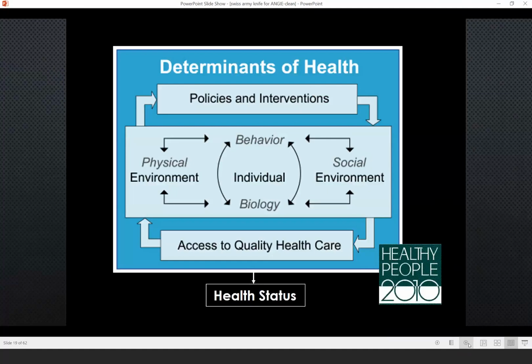This is an older diagram of the same sort of concepts. This one focuses a little bit more on policy and on access as factors that are related to that.